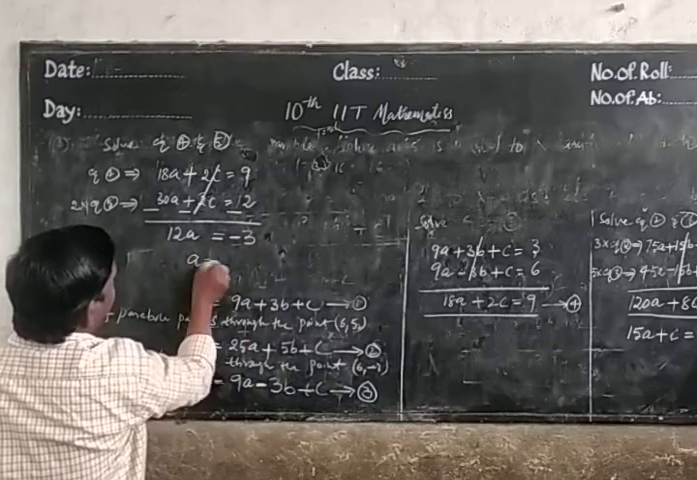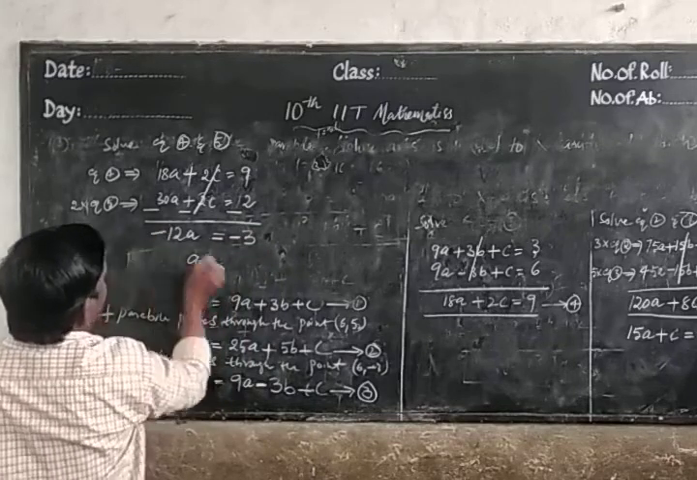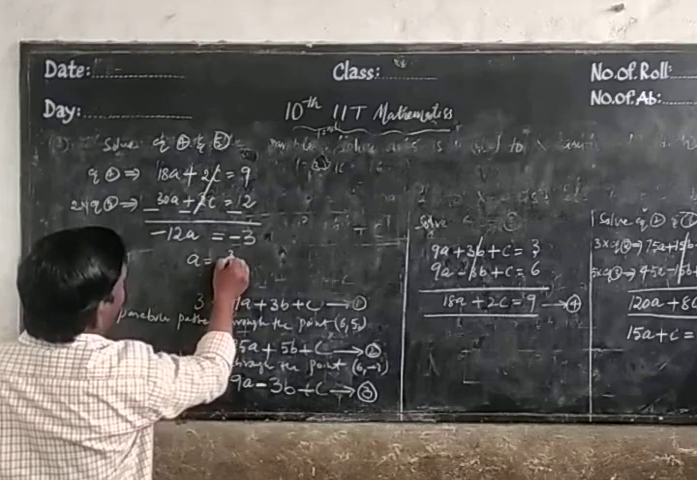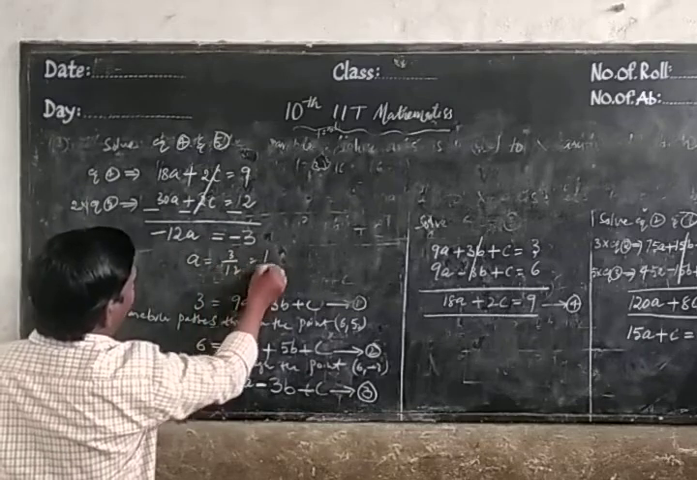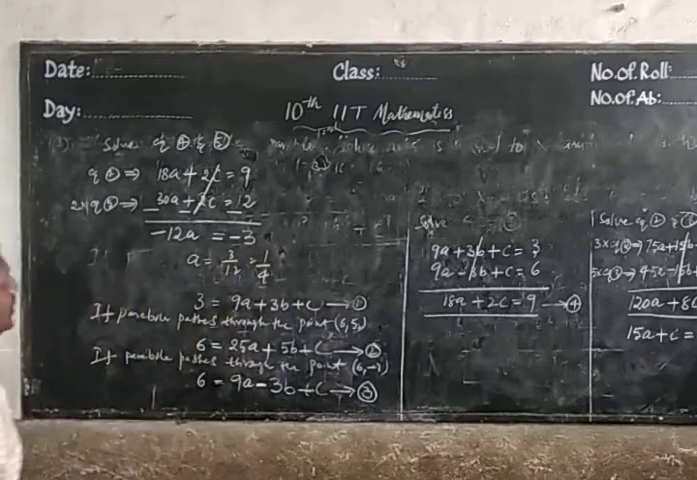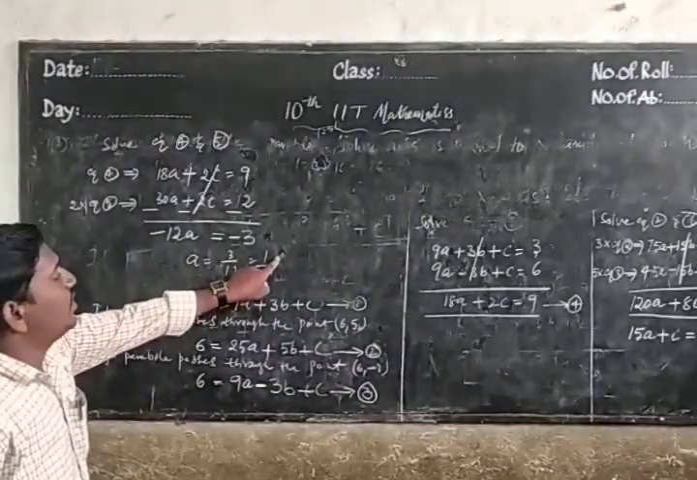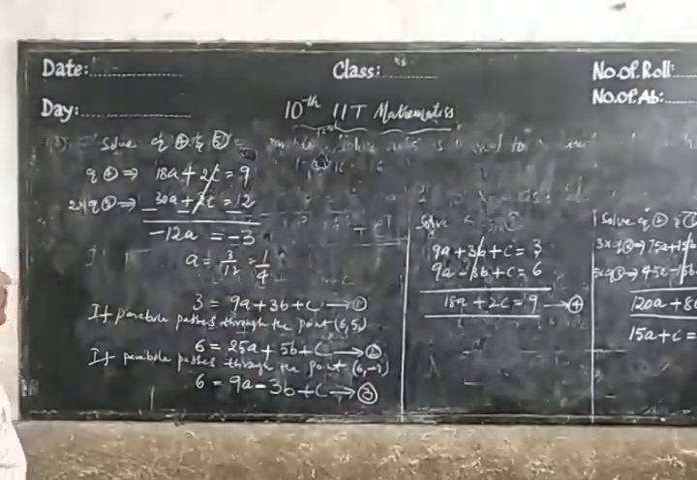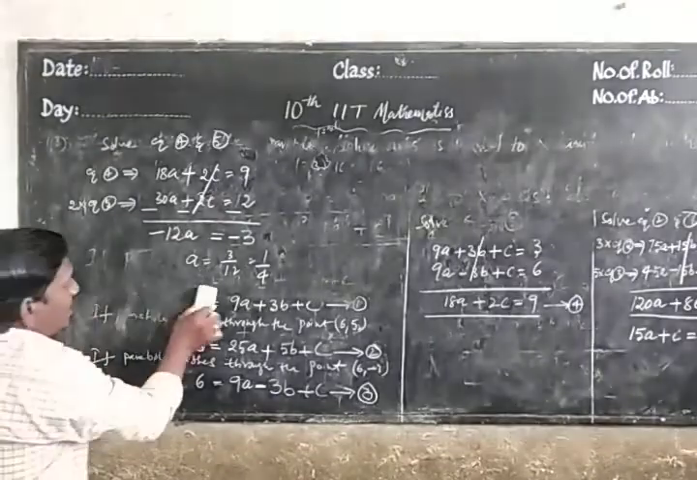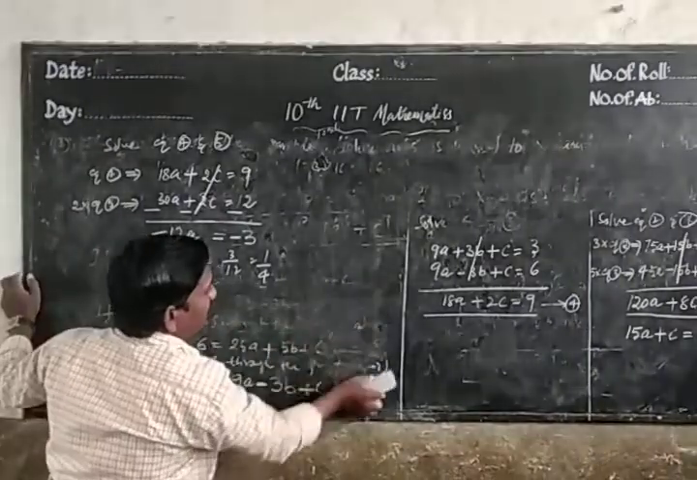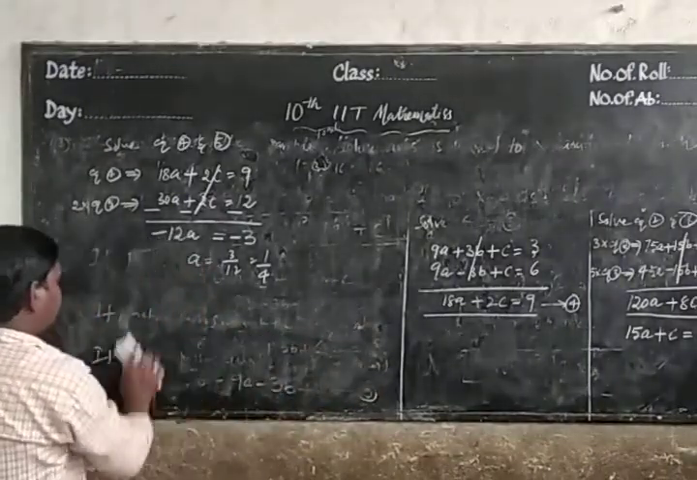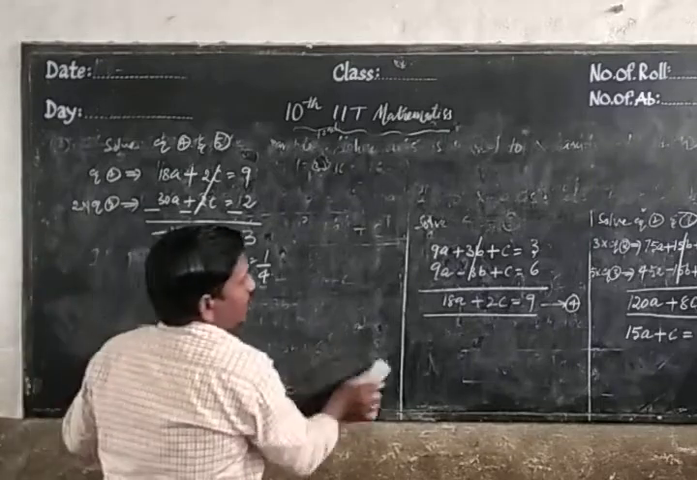Okay, a equal to, minus minus cancel, a equal to 3 by 12, that means 1 by 4. What is the a value? A value equal to 1 by 4. Now substitute in any one equation for getting the c value.